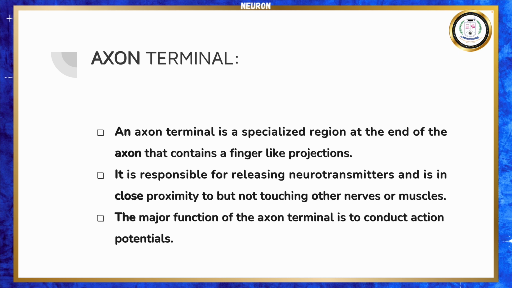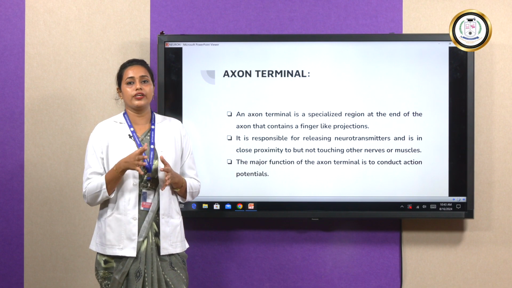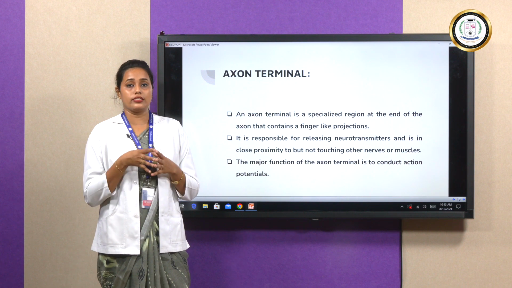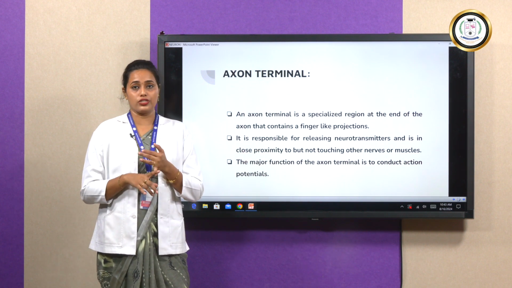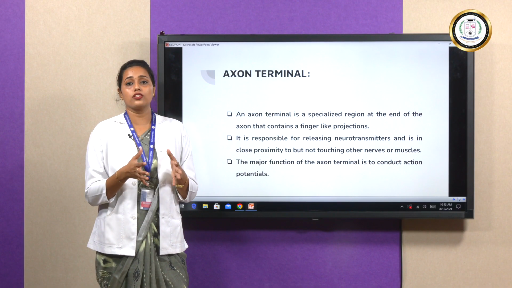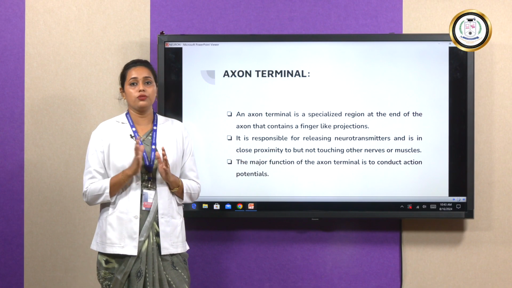The axon terminal is a specialized organ present at the end of the axon. At the end it contains finger-like projections, and the axon terminal is very essential in releasing neurotransmitters. They release neurotransmitters in close proximity, but they do not touch other nerve fibers or muscle. So the major function of the axon terminal is to conduct action potentials.